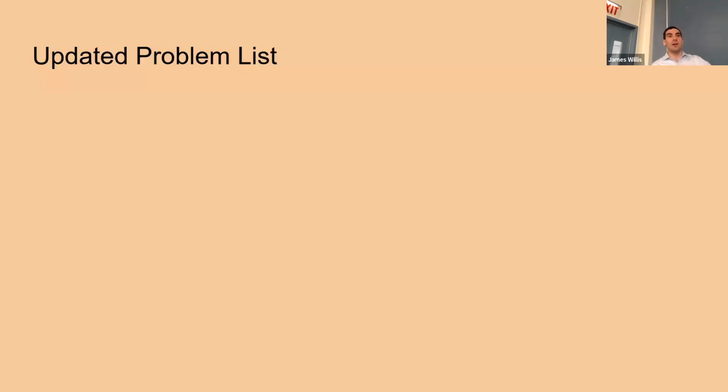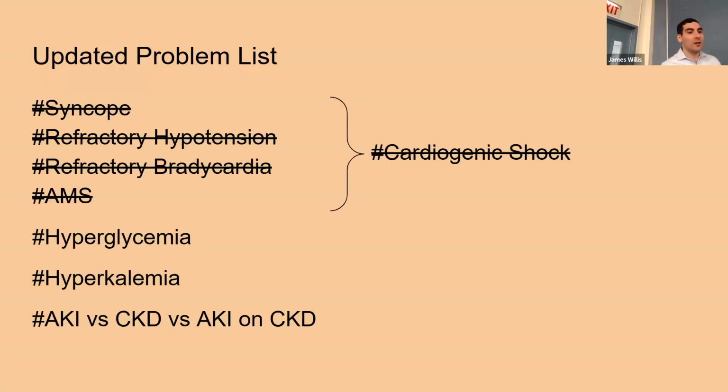All right, so we got our critically ill patient, we resuscitated him, and we're getting an improvement in his hemodynamics and mental status. What's our updated problem list at this point?